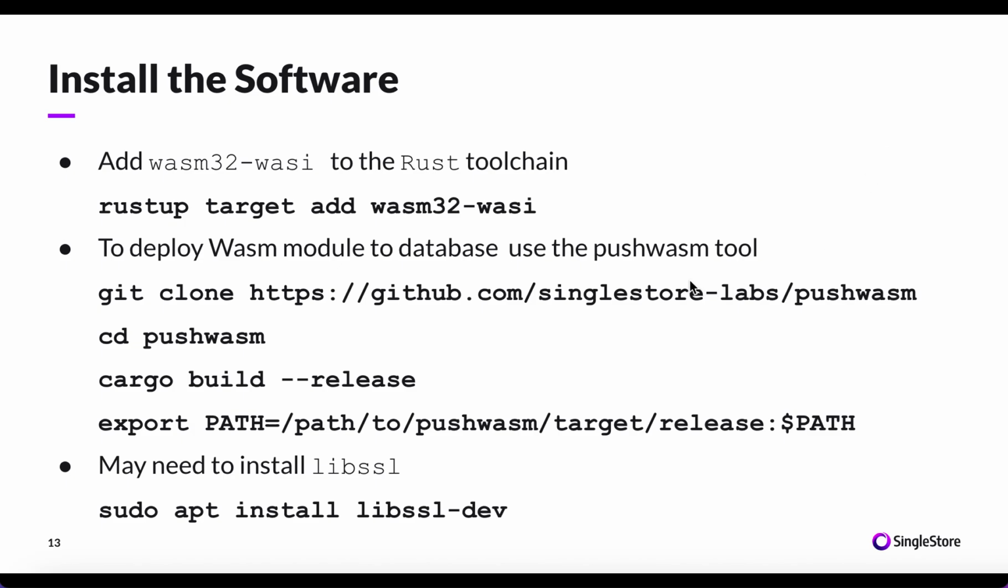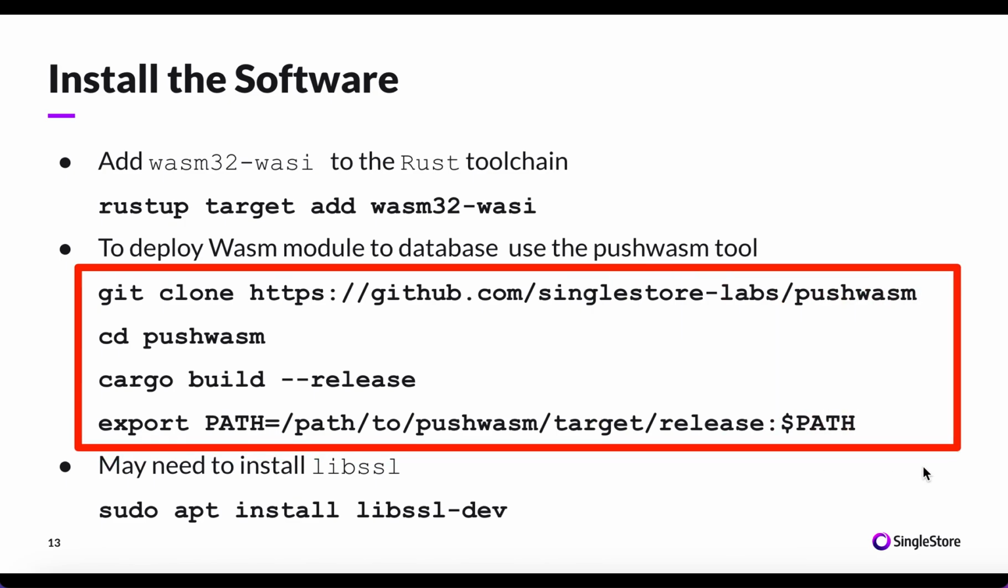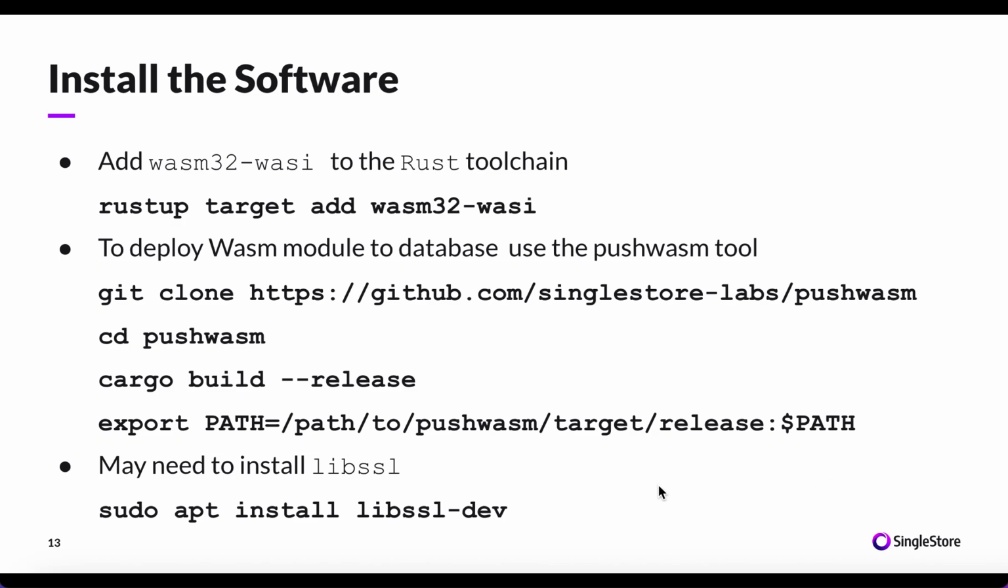So very straightforward here. All we need to do is to clone the GitHub repo, change to the push wasm directory, we build it, and then we ensure that we add the path to where the software has been built to our $PATH. So when we call it, it picks it up correctly in our environment. And obviously, please amend the path to match your environment there. In case there are some errors, usually libSSL, then it may be necessary to install this as such.